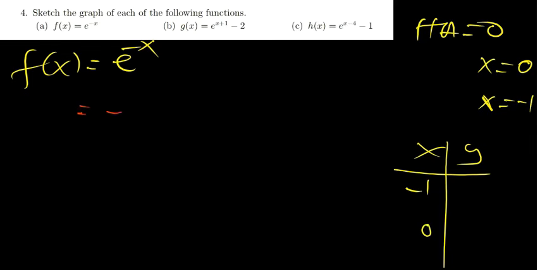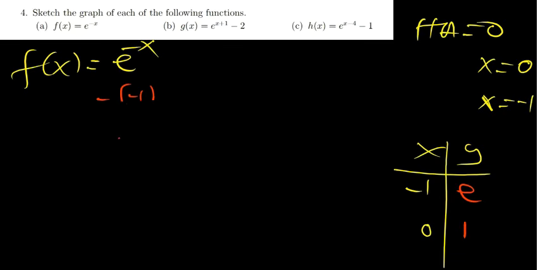So let's see. e raised to the power negative x. If x is 0, it's going to be e to the power 0, which is going to be 1. Any number to the power 0 is 1. Now next, let's go to negative 1. If I put negative 1, this is going to be e to the power 1, so e to the power 1 is just basically e.